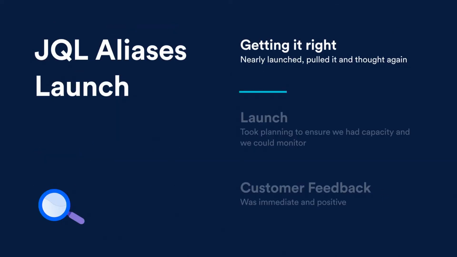So the JQL alias is launched, which Adam just looked through. We needed to get this right. If we didn't, we would lose a lot of reputation, and there would be a lot of sleepless nights. We very nearly launched it in December, and then we found a problem and we pulled it. So we're almost there.